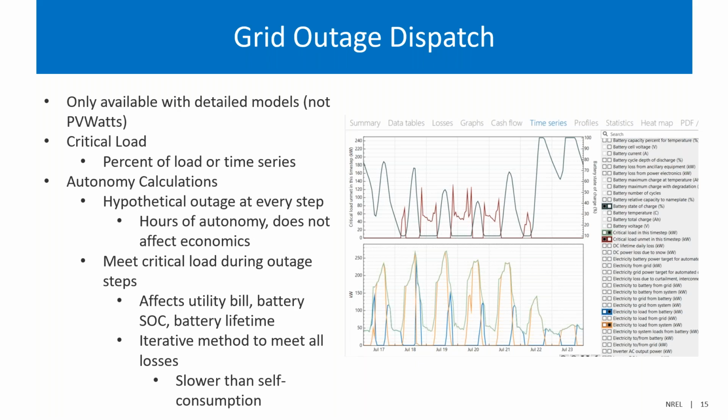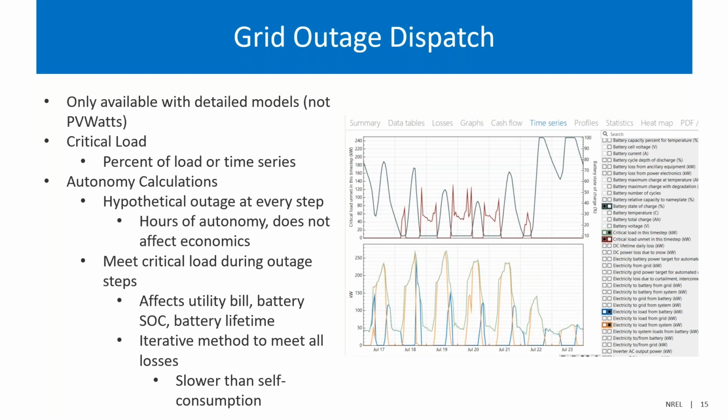And this is good because in some grids, the power can go out at any time. And so you'd want to know how many hours of autonomy you have in an average case. But this doesn't propagate back to either the economics or the battery degradation. So we also have the option of specifying an outage using a time series input. And this affects the utility bill in that the utility isn't charging you for any power during the outage and you can't draw power from the grid. It affects the battery state of charge. So when you come out of the outage, you have to recharge the battery in order to meet the battery's economic dispatch, and it also impacts the battery lifetime.